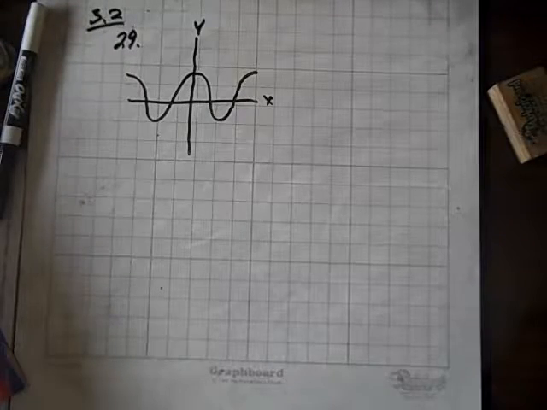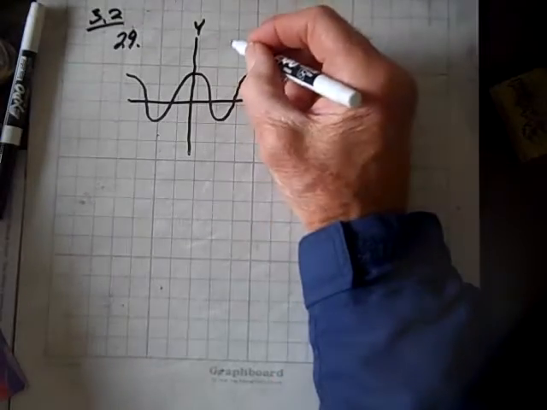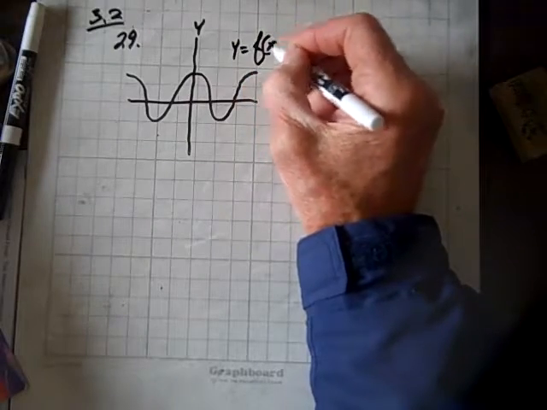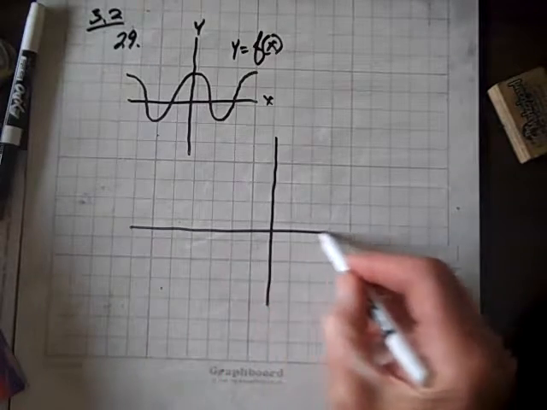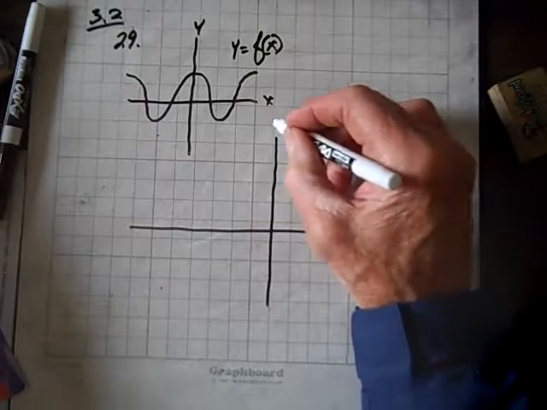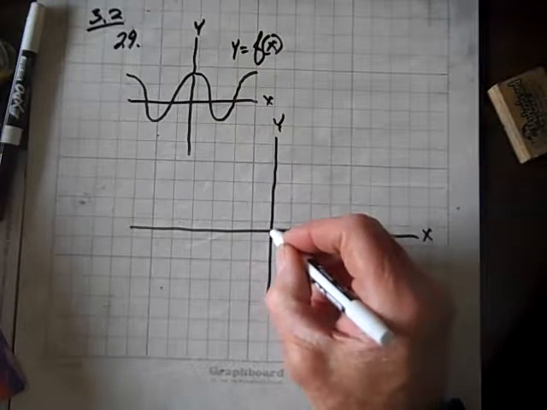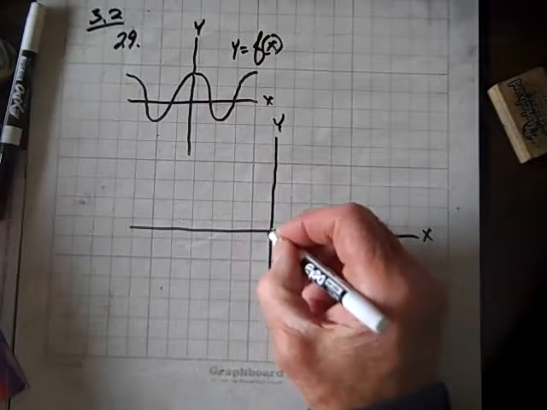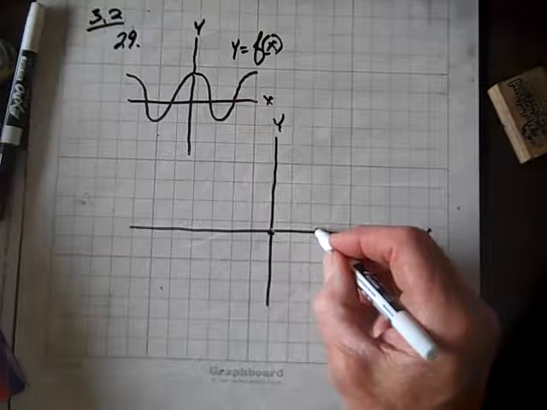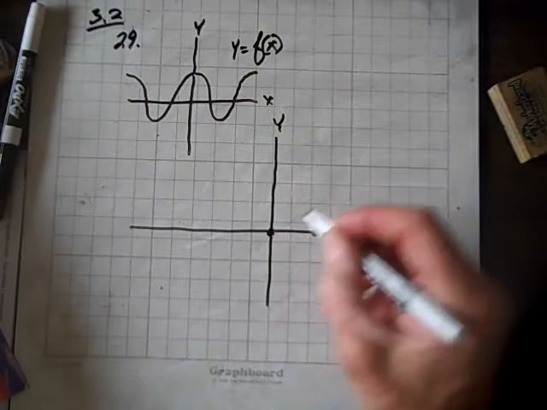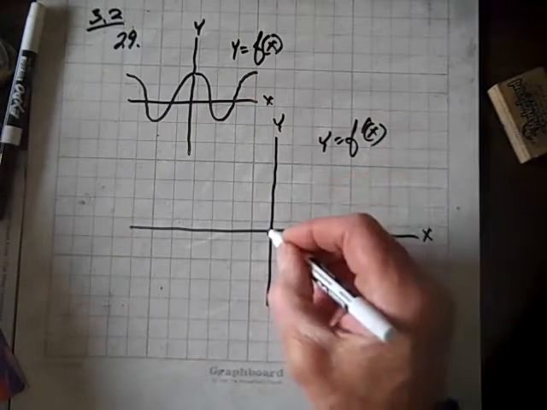Now we're doing question 29. And so this is our function y equals f of x, and we have to match it with the graph or approximate the graph of the derivative of this. Well, the rate of change at 0 is 0 because it's a flat line. The rate of change at this particular value is also 0. So for the derivative, y equals f prime of x, we're going to have a 0 there.